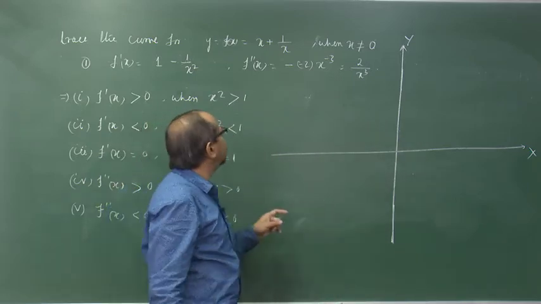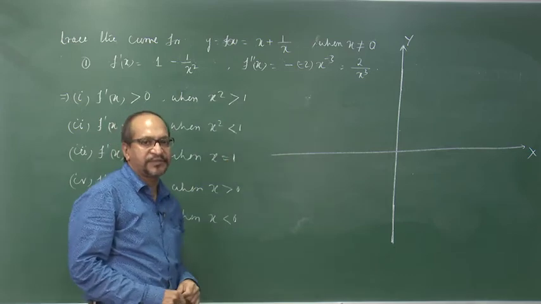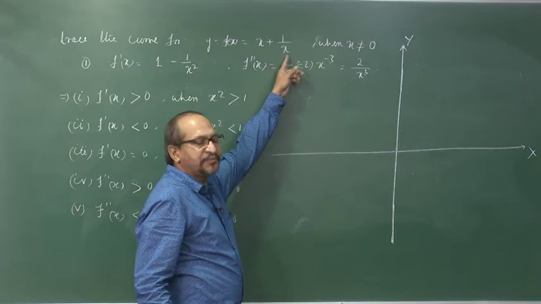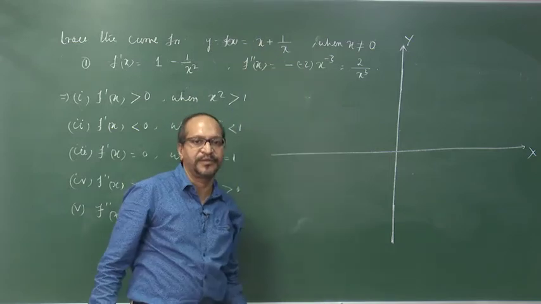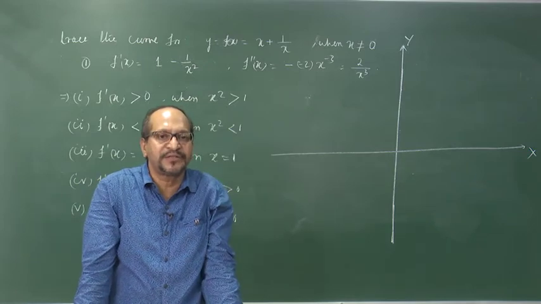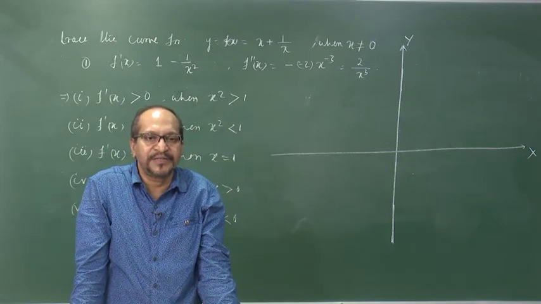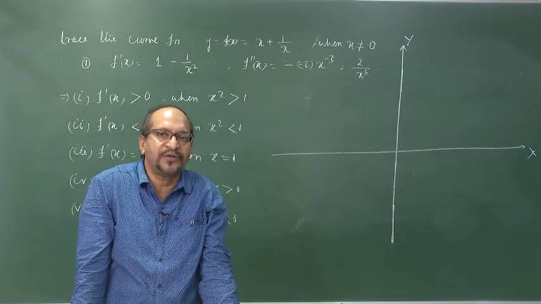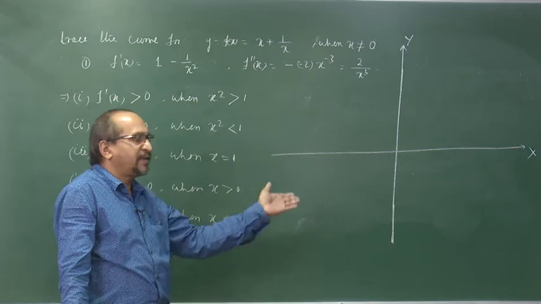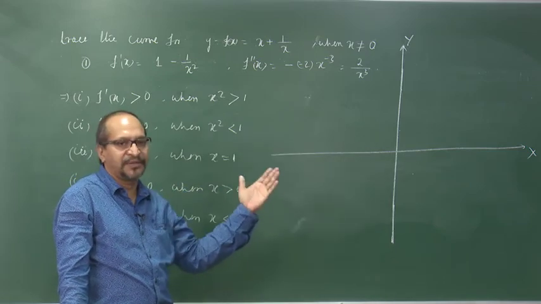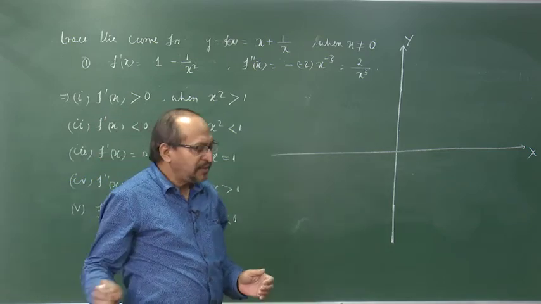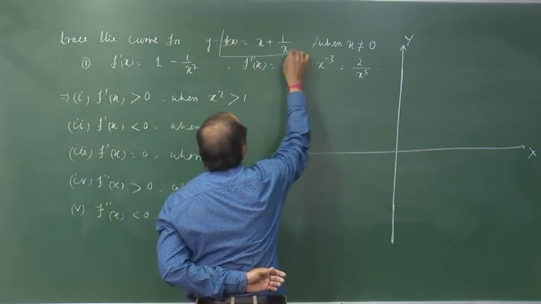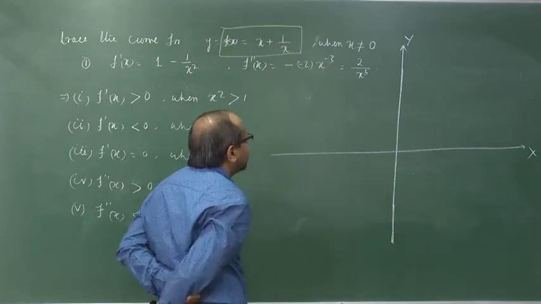So, this function f of x is equal to x plus 1 by x, you can see if x is positive, so for plus x it is this much, for minus x it will be minus of x plus 1 by x. So, f of minus x is equal to minus of f of x. So, it is not an even function, it is an odd function. So, as it is an odd function, the curve will be symmetrical about the first and third quadrant. Okay. Now, our function f of x is equal to x plus 1 by x.